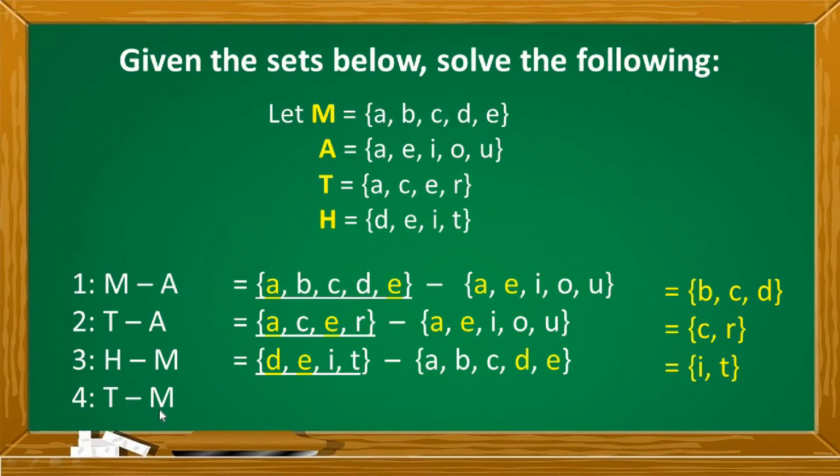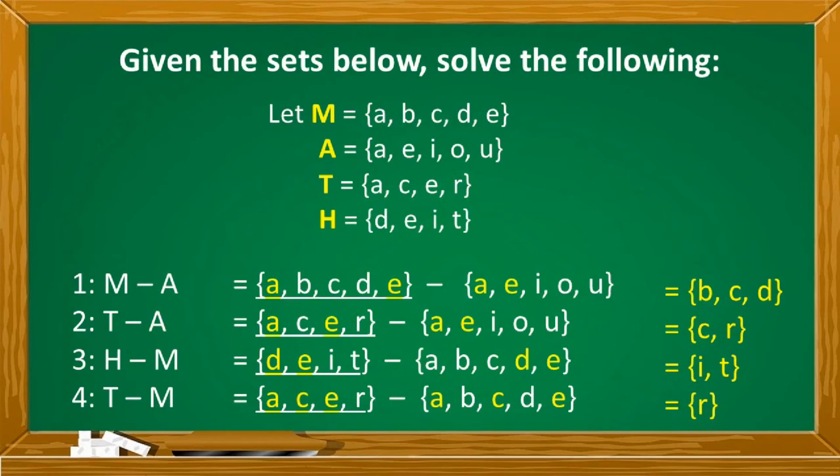Kaninong set tayo kukuha ng sagot? Very good. Sa unang set or from set T. The elements of set T minus the elements of set M. We have A, C, E, R minus A, B, C, D, and E. Their common elements or intersection are A, C, and E. Pareho silang merong A, C, at E as elements. These elements will be removed from set T, and the only remaining element of set T is R. It is the difference of the sets T and M.